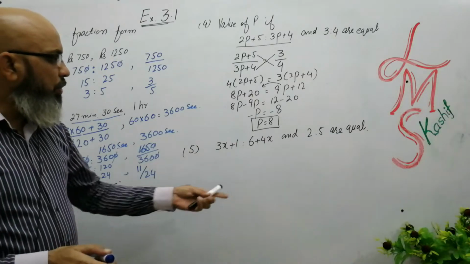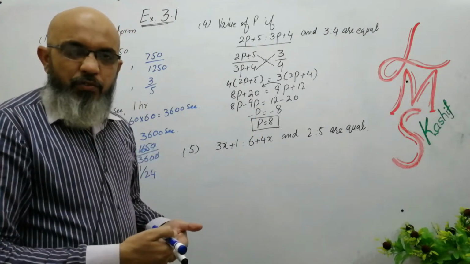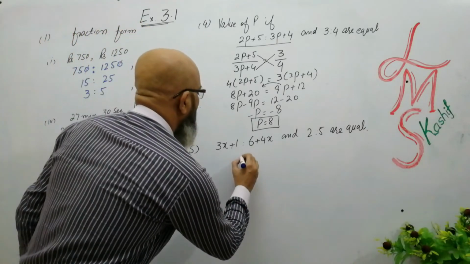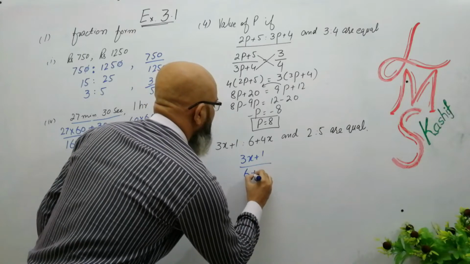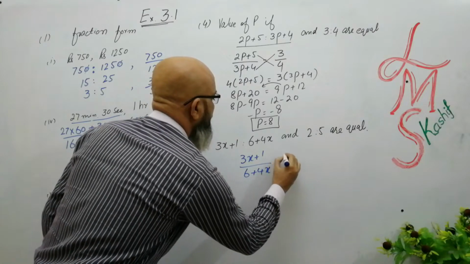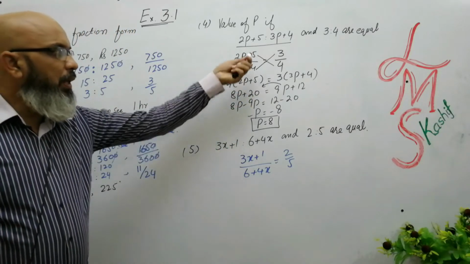Similarly, you can solve this question by writing in fraction form and then cross multiply. Like in this way, 3x plus 1 over 6 plus 4x is equal to 2 over 5. So you can solve this question similarly in this way.